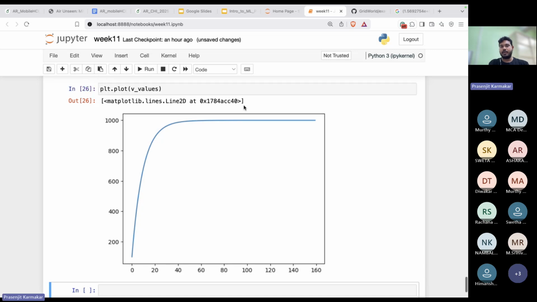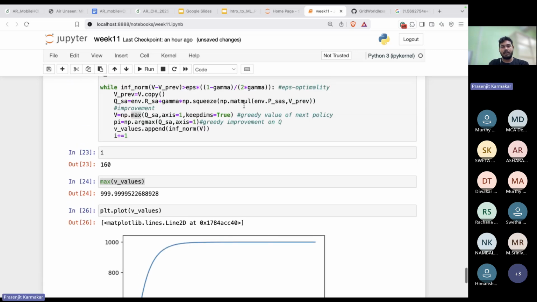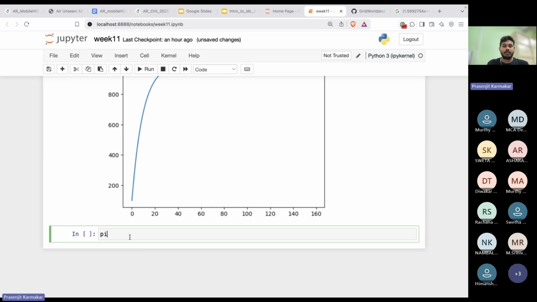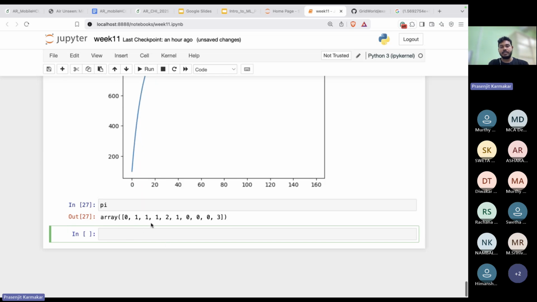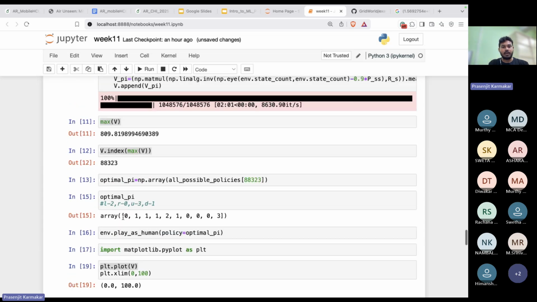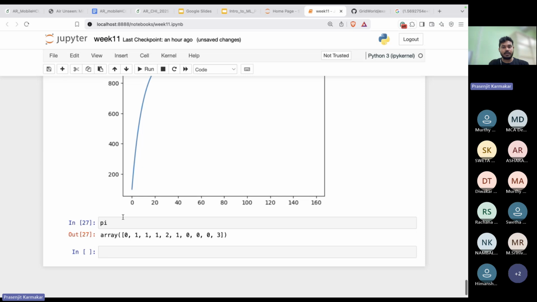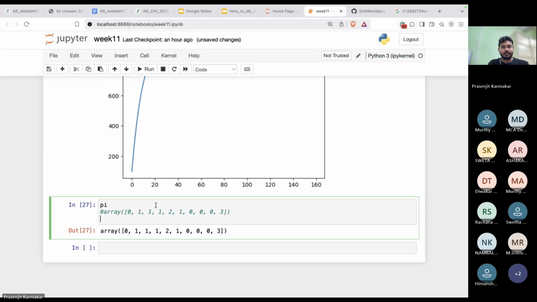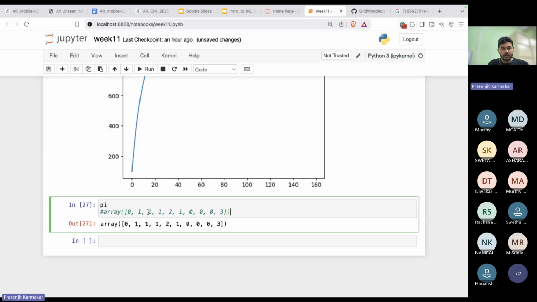Okay. And what is our policy? Phi. Phi is our policy. Right, this is the improved policy. Earlier, what did we have? Earlier we had this policy. Let's see whether they are the same or not. 0 1 1 1 2 1 0 0 0 3, exactly the same.